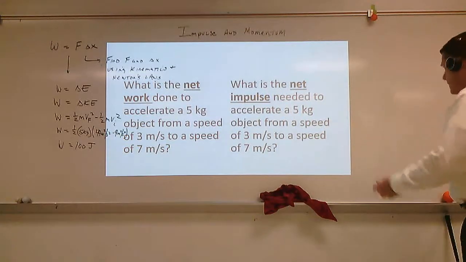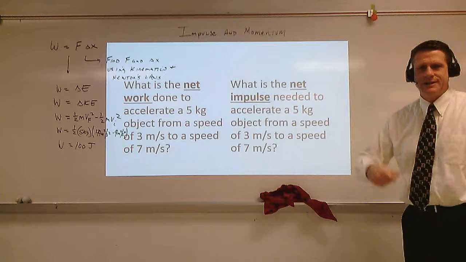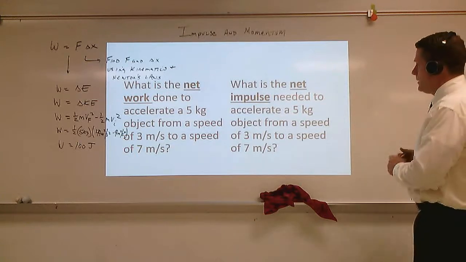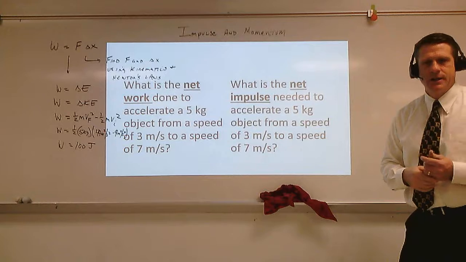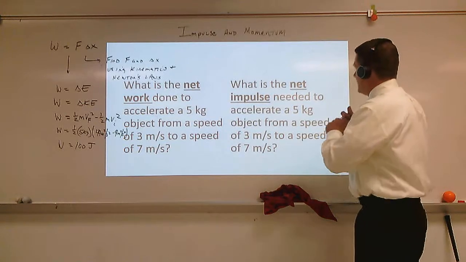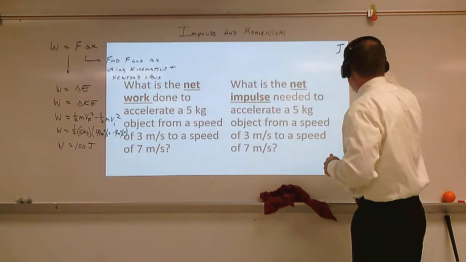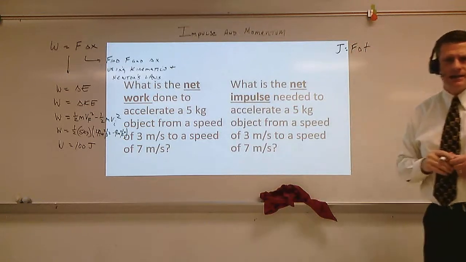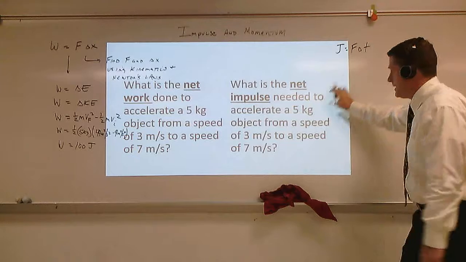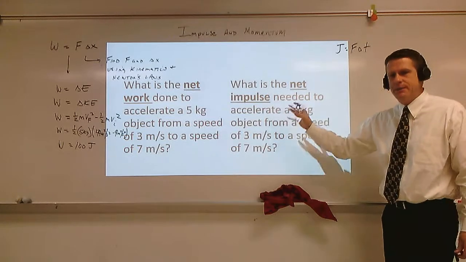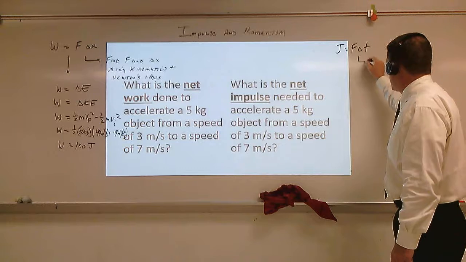Now, if we come over here, we have basically the exact same setup. What's the net impulse needed to accelerate the same object from one speed to the next? Well, yesterday, we talked about the idea that impulse, J, is the product of force and time. So we've got two options here. It'd be easy if there was some force data and some time data. That'd be super easy, but we don't have that luxury here. So instead, we've got two options.